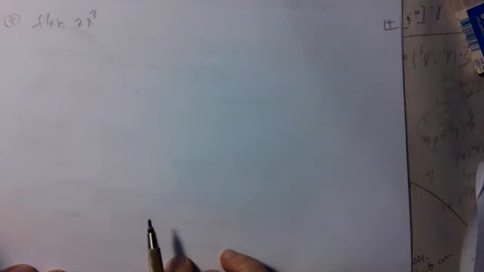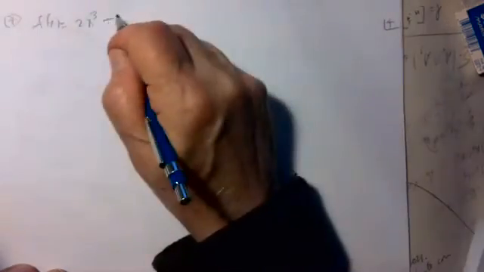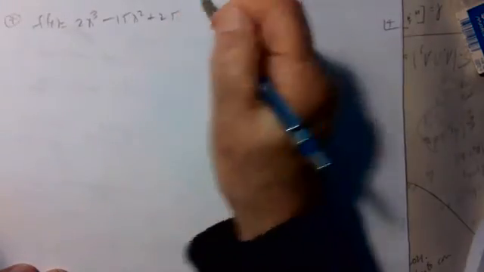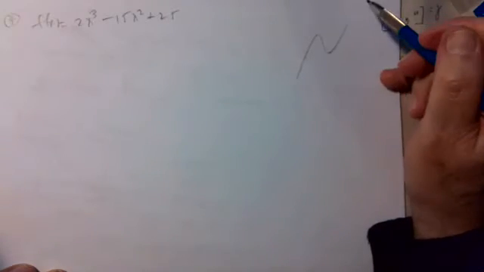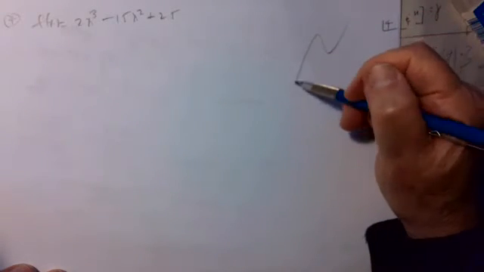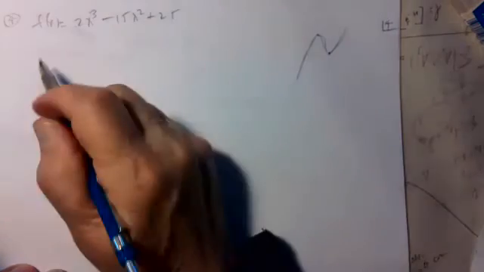Problem 4. We have a cubic curve, f of x is 2x cubed minus 15x squared plus 25. So we know that a cubic curve generally looks like that. So you expect it's increasing, then decreasing, and then increasing again.